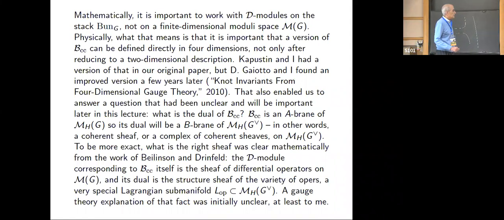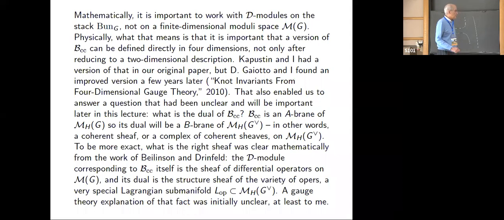So the question is, what's the dual of this peculiar brane B_CC itself? So B_CC, the one related to differential operators, is an A brane of the Higgs bundle moduli space of G, so its dual will be a B brane of the dual moduli space. In other words, a coherent sheaf or a complex of coherent sheaves on the moduli space for the dual group. And Beilinson and Drinfeld, in a different language, had shown what the answer was.